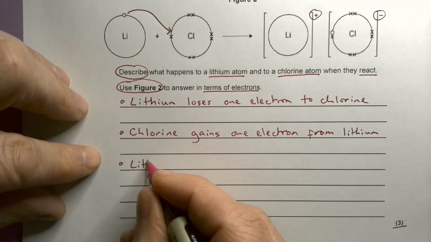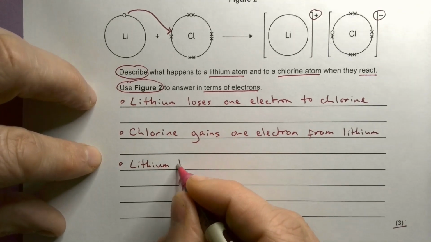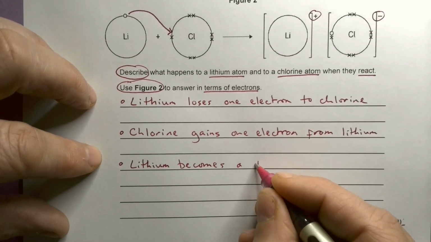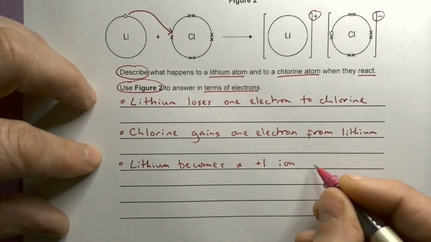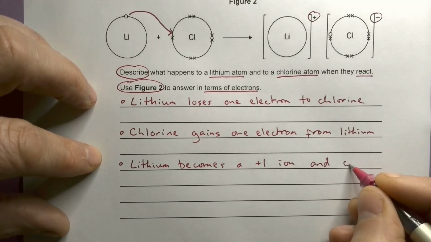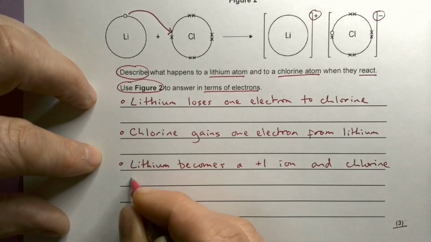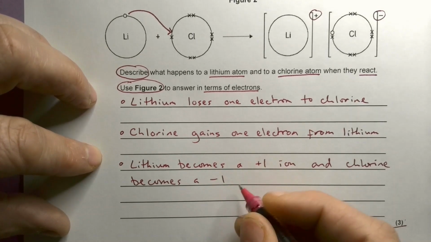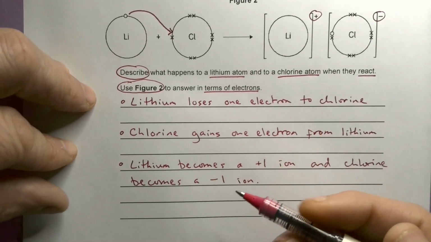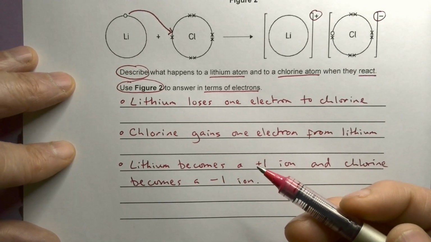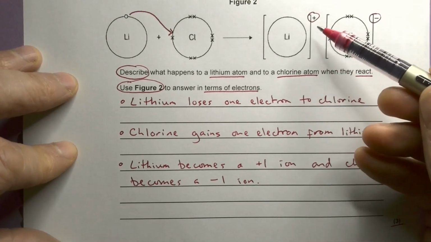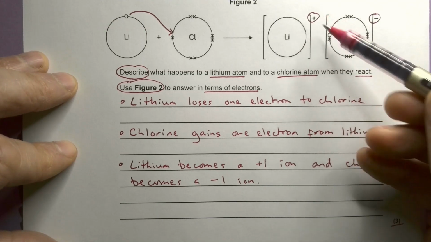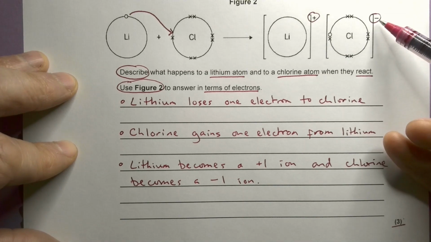So lithium becomes a +1 ion, and chlorine becomes a -1 ion. The reason that the ions are formed, remember, is that electrons are negative. If you lose negativity, you're going to become more positive, and if you gain negativity, you'll become more negative. So you could say that.